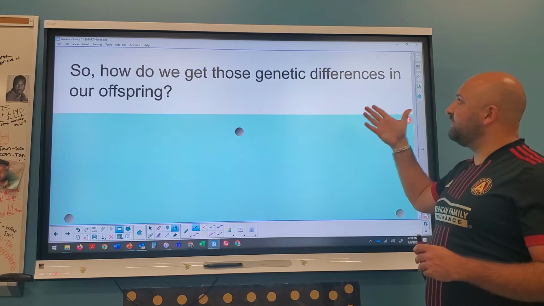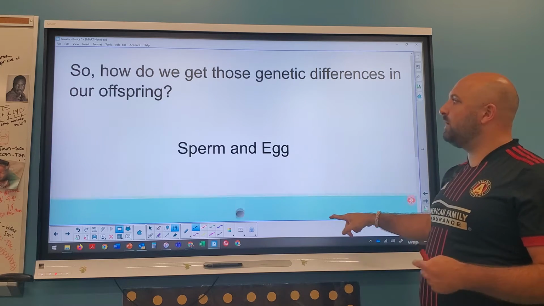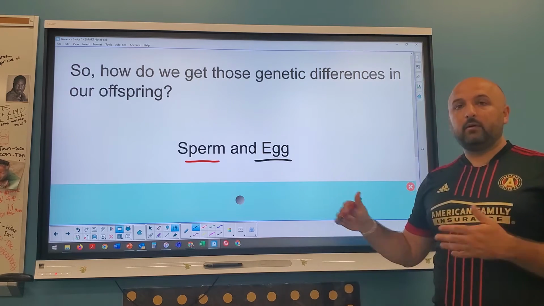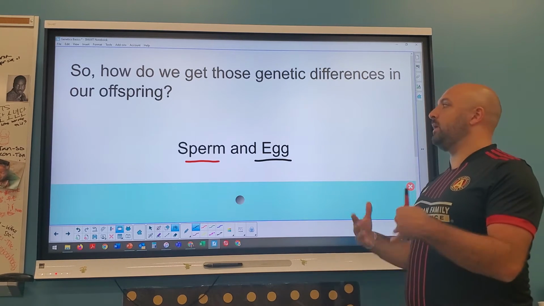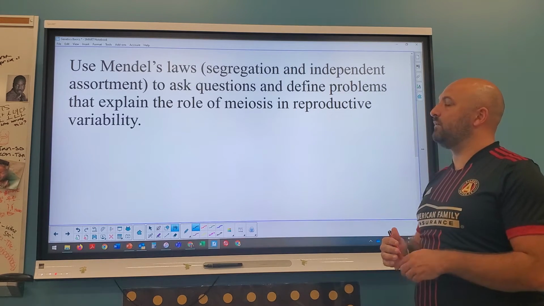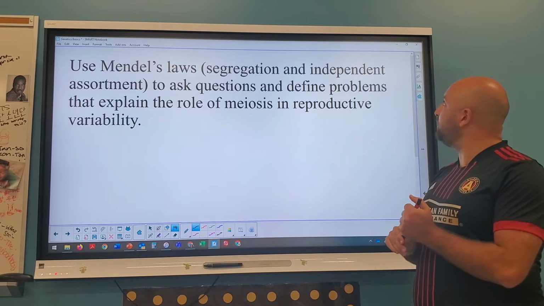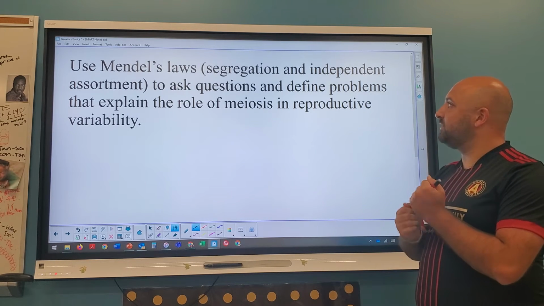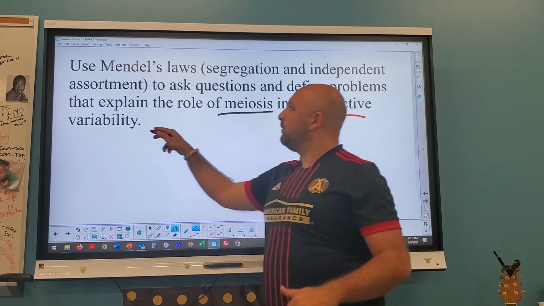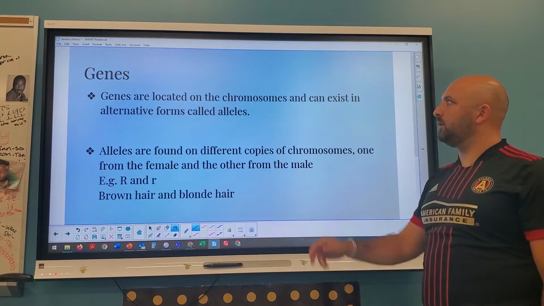So how do we get those genetic differences in our offspring? Everything we learn about in genetics is how those genetic differences are made. How do we get people to look different? It's through sexual reproduction, a sperm and an egg. The way they are created and the way they come together all mean that you could have differences. And that's the driving force of evolution. So this is the big standard here: use Mendel's laws to ask questions and define problems that explain the role of meiosis in reproductive variability. Again, meiosis produces variability. That's the engine for evolution, that reproductive variability.